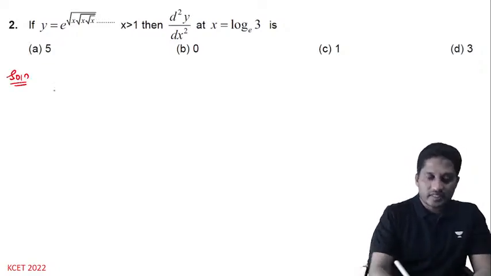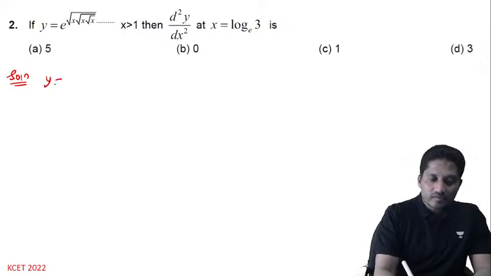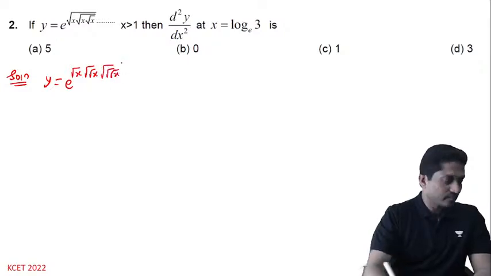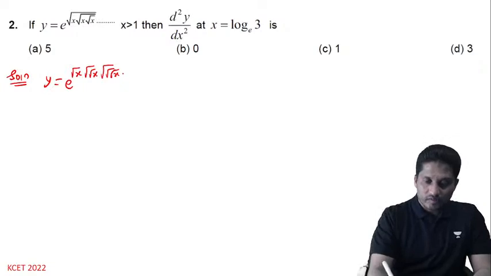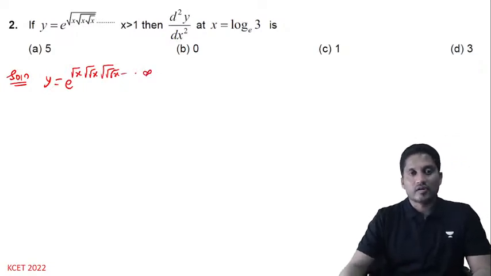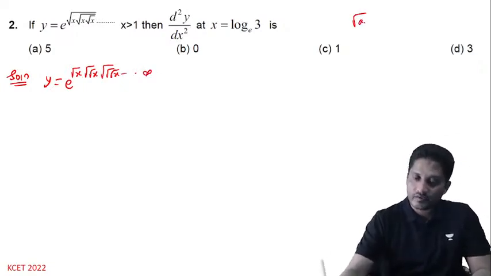Let's move to the next question, guys. y is equal to e to the power of root x, root of root x. Again, this is equal to whole root of root x, right? And so on up to infinity. Because root a in root of ab can be written as root a into root b.